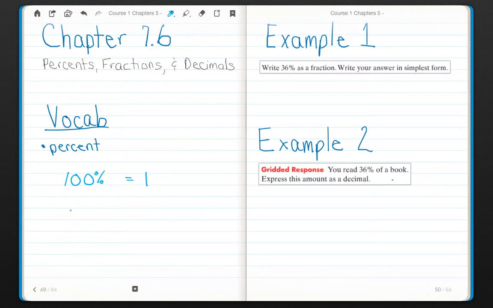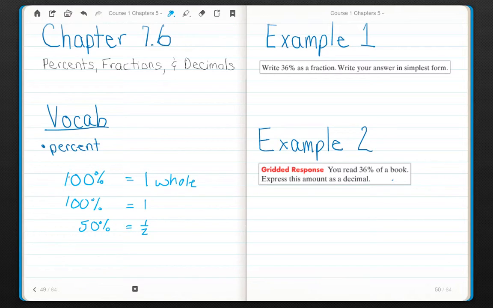So if I have 100% of a pizza, I have 1 whole pizza. If I only have 50% of a pizza, then I have half of a pizza. Okay? So the main thing to remember is that 100% is equal to 1 of something, 1 whole.